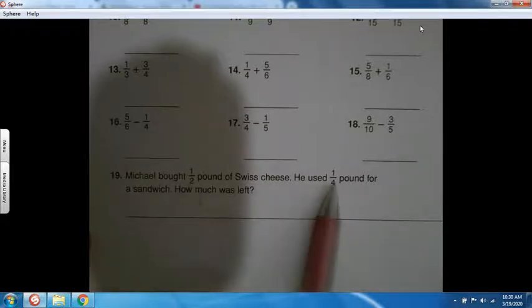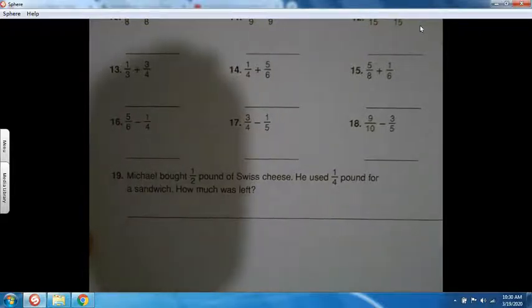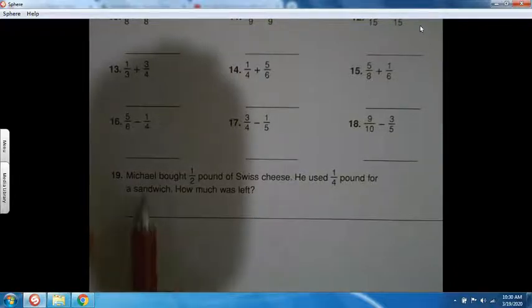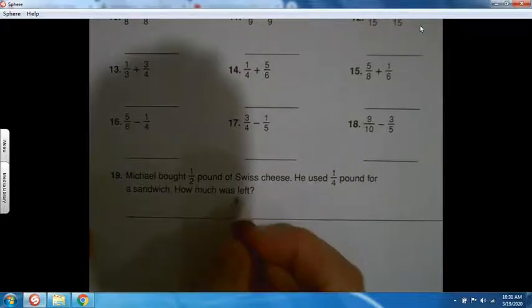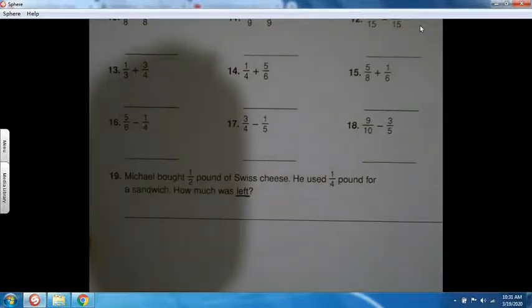It doesn't have a common denominator, so we know we're going to have to set it up vertically, up and down. Now let's take a look at what it's asking us to do, because we know it's going to tell us to either add or subtract. So Michael bought a half pound of Swiss cheese. He used a quarter pound for a sandwich. How much was left over?